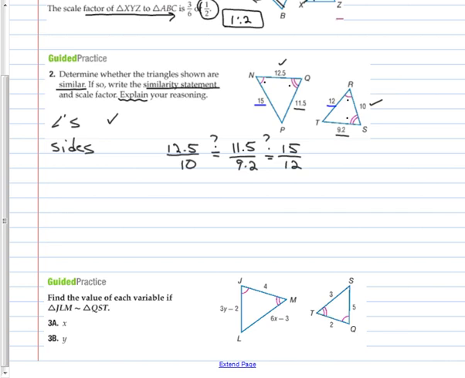Let's do that. Take 12.5 and divide it by 10. Tell me what you get. 1.25. Take 11.5 and divide by 9.2. What do you get? 1.25. So far, so good. Take 15 and divide by 12. 1.25. Check. Now there's another way. Can you think of another way? That's one way. That works. They all are the same ratio.